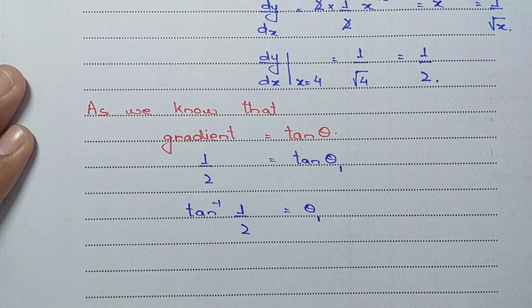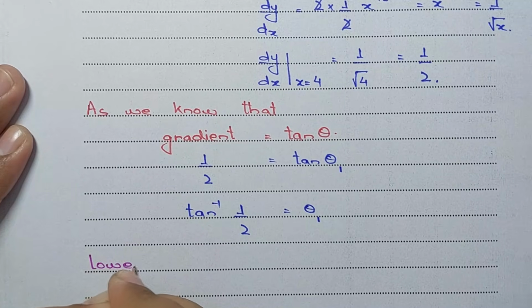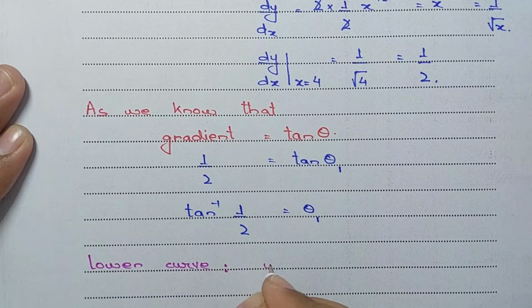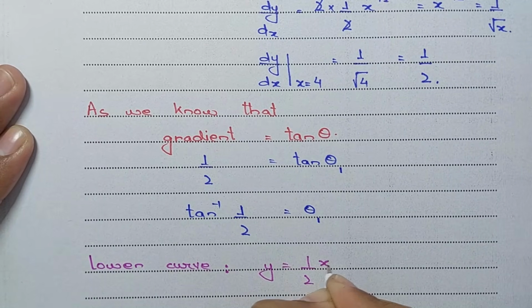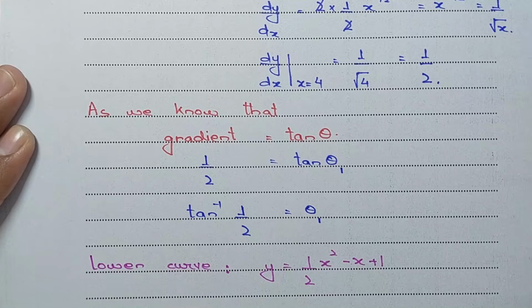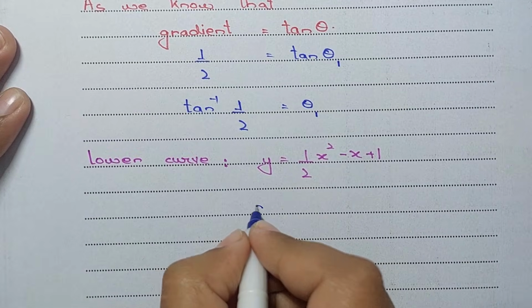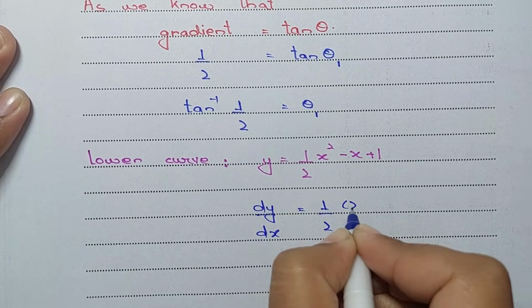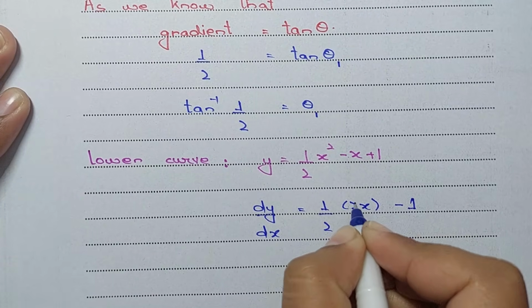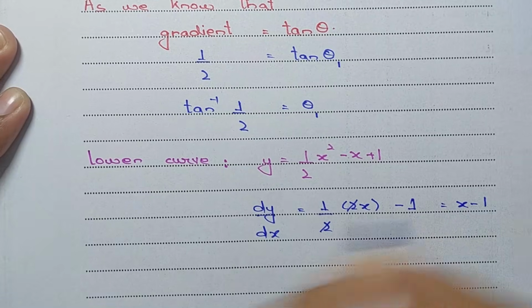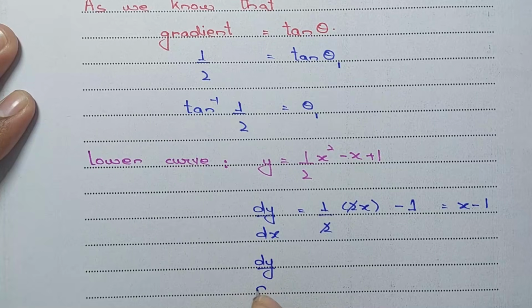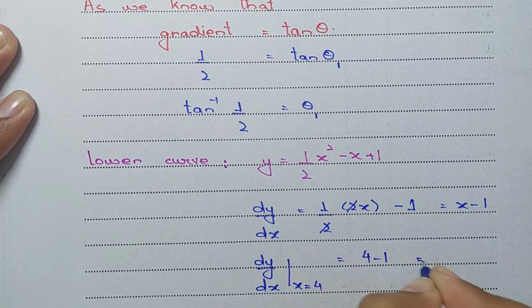All right, now for the lower curve we can write down its equation, which is y equals half x square minus x plus 1. Now take the gradient of the lower curve, which is dy over dx. The derivative of half x square is x, and the derivative of x is just minus 1. So this is x minus 1, right? And we need to figure out the gradient of this curve at point B, whose x coordinate is 4. So that is 4 minus 1, that is just 3.